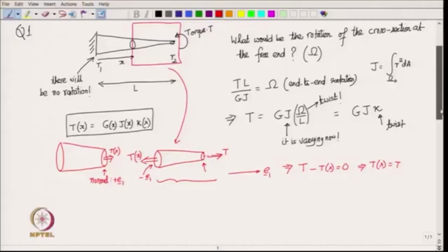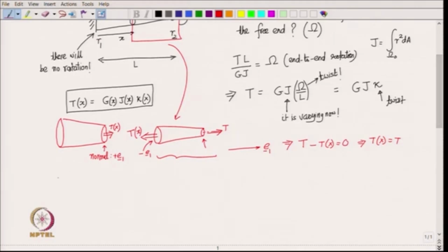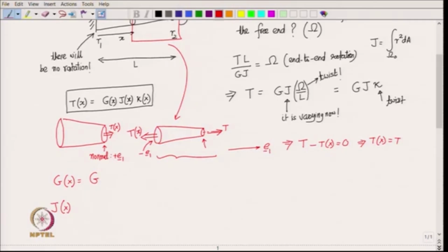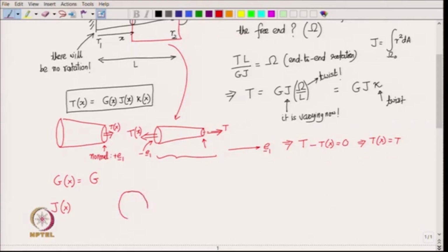Okay. Now, what about G of x? Assuming that it is the same material, G of x then becomes a constant G. If the material was changing, then G of x would be changing, okay. But here we have the same material. What about J of x? For J of x we have to find out what is the radius for the cross section x. So, let us denote that by a small r of x. So, we take the x cross section whose outer radius is small r of x.